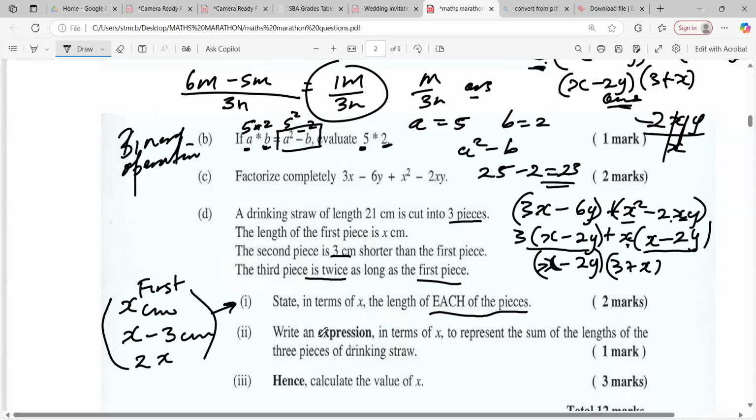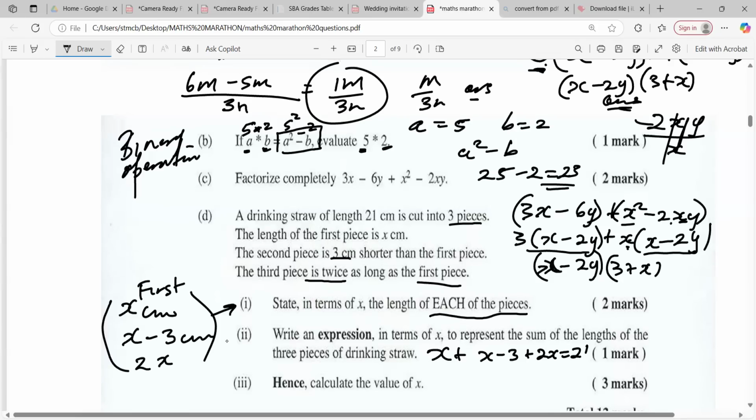All right, part two says, write an expression in terms of x to represent the sum. Sum means to add, so we just add these, right? So it would be x plus x minus 3 plus 2x. And of course, they told us that it was 21. So this will represent the sum. So you will get 1 mark for this. Most persons did this, but they didn't do that part separately. They would have wanted you to do that.